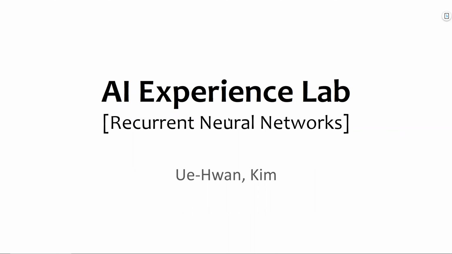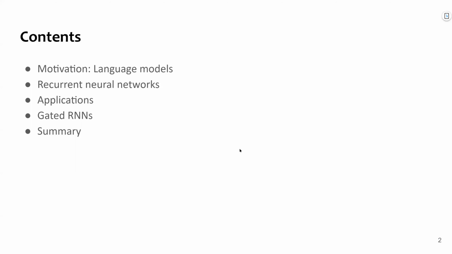In this session, we're going to talk about recurrent neural networks. These are what we're going to talk about today. First, we're going to have a look at one example called language models. This motivates why we need recurrent neural networks. And after the motivation, we're going to talk about what recurrent neural networks are. And these are mostly abbreviated as RNNs.